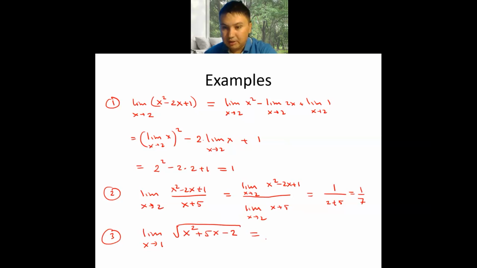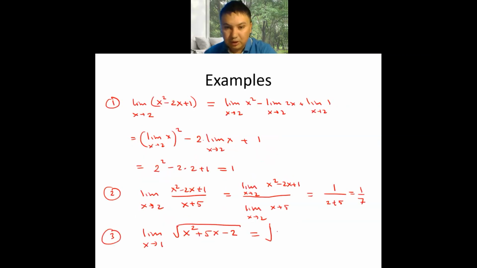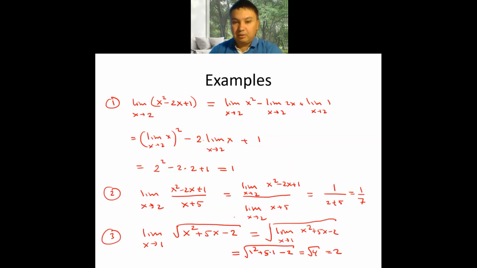By the root rule, you can take the root outside and take the limit inside, right? So you swap the limit and the root. Square root of the limit of x squared plus 5x minus 2, and then apply the rules of the limit. This becomes 1 squared plus 5 times 1 minus 2. This becomes 6 minus 2 is 4. We forgot the square root. So this is in fact 2.